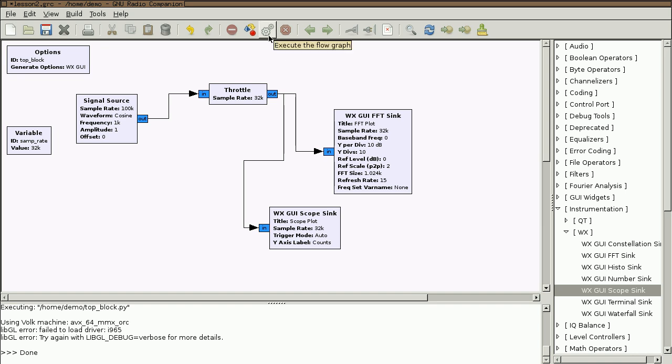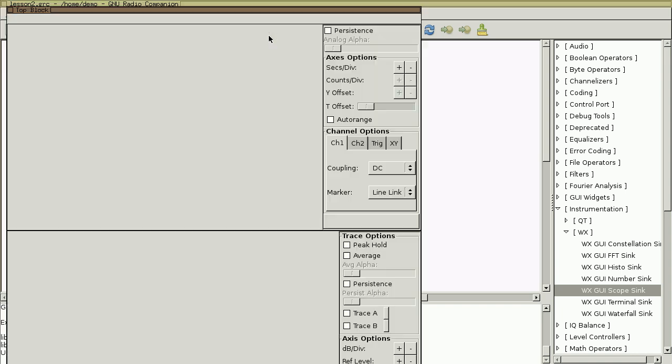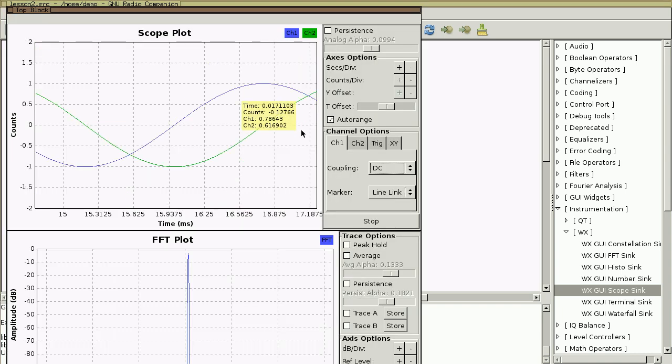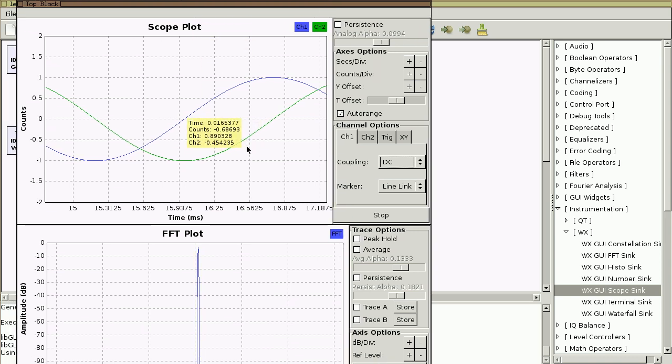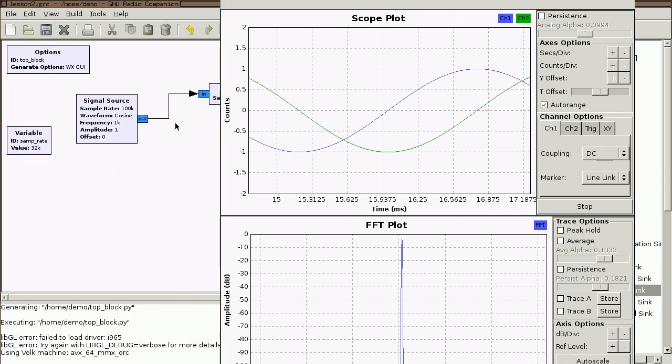Now I'll execute this flow graph with both these sinks in place. And now part of the FFT plot is off the bottom of the screen, but you can see the scope plot up above. And you can see, sure enough, we have this cosine wave, this blue cosine wave that looks similar to what we would expect based on the fact that this signal source is producing a cosine.